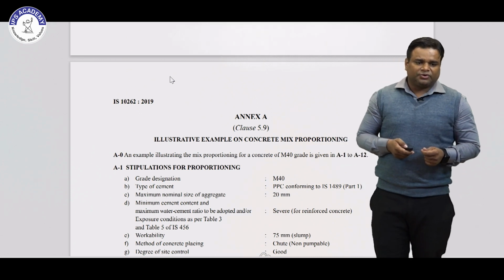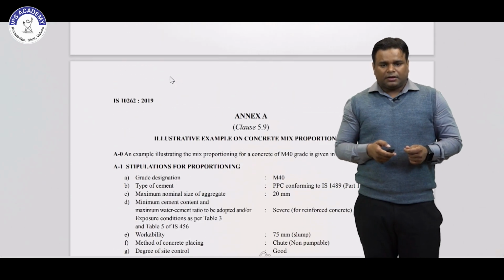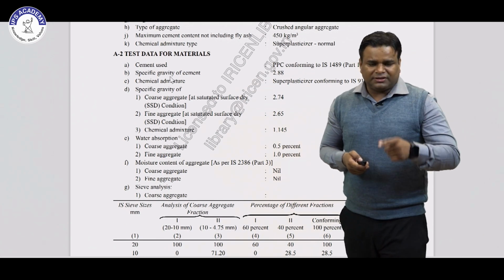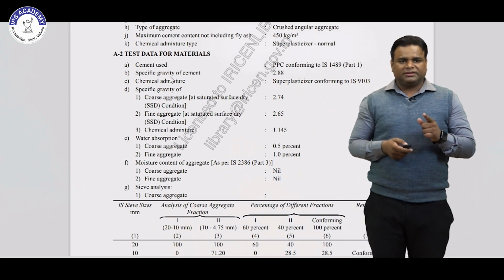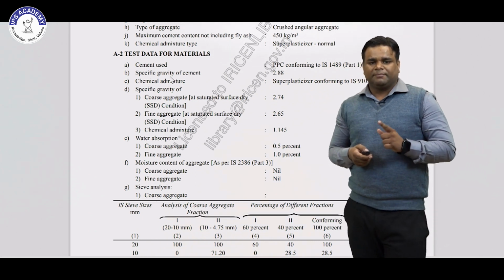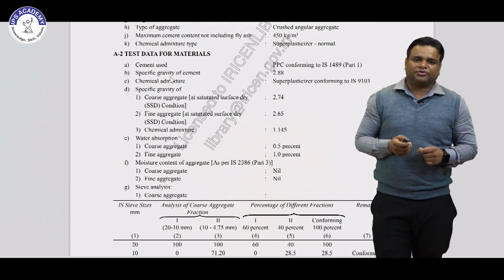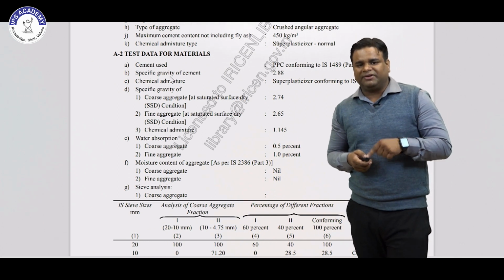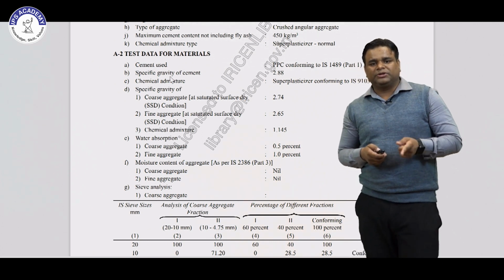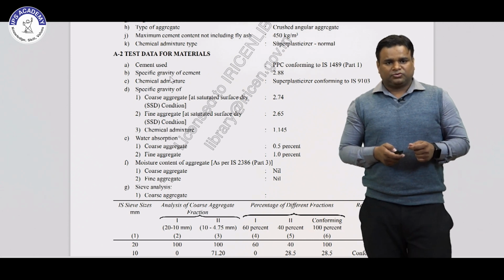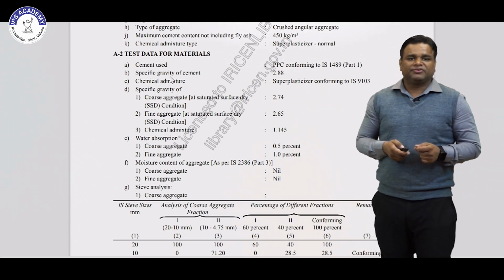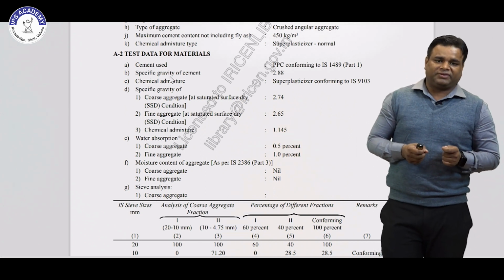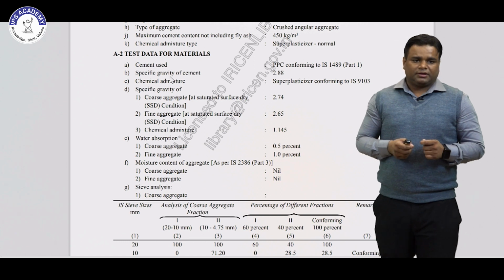Then the degree of site control is very good, and the type of aggregate is crushed angular aggregate. In all the codes they are using crushed angular aggregate as the type of aggregate. Basically all the tests are for crushed angular aggregate. So if you have some other aggregate, you have to change the data accordingly. Then the maximum cement content, which does not include the fly ash, should be 450 kg per meter cube for cement only.